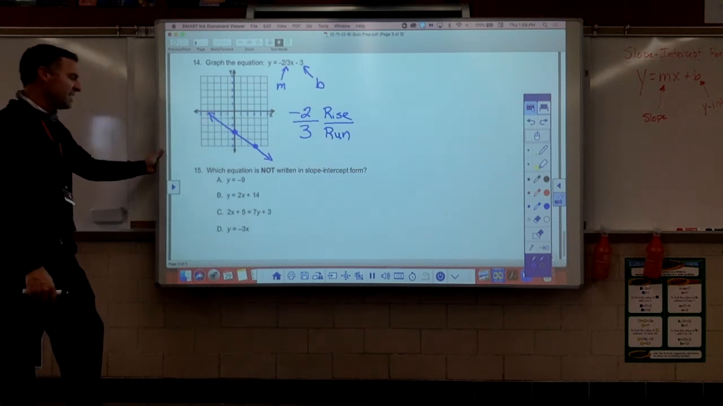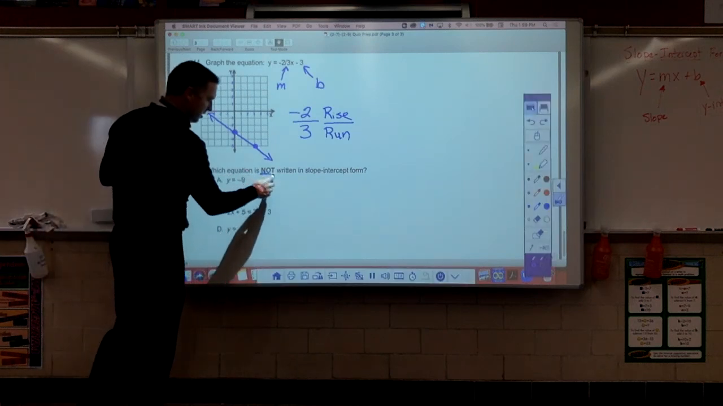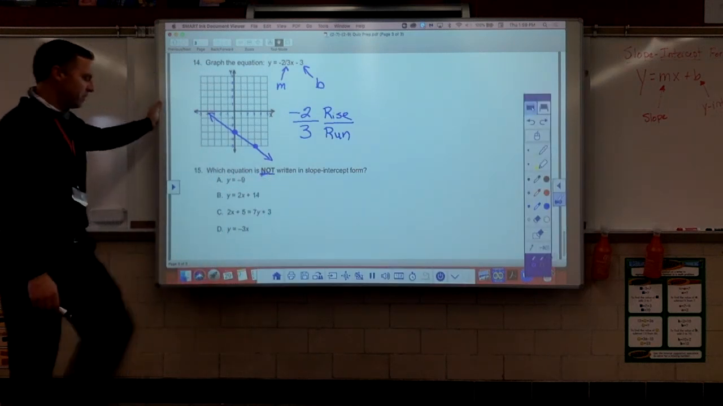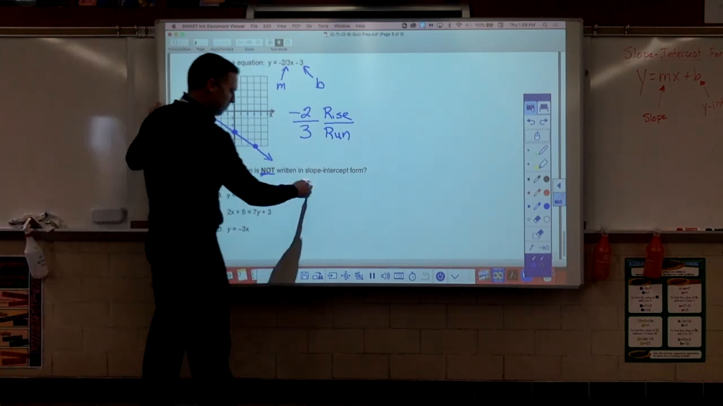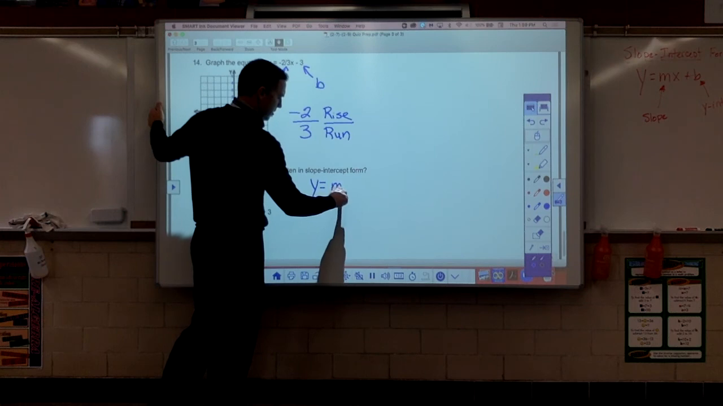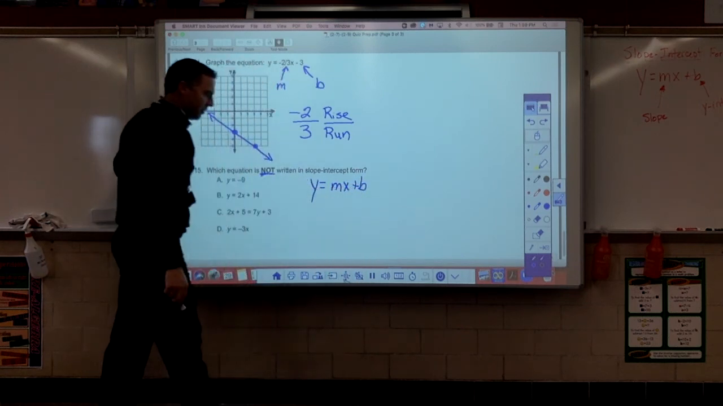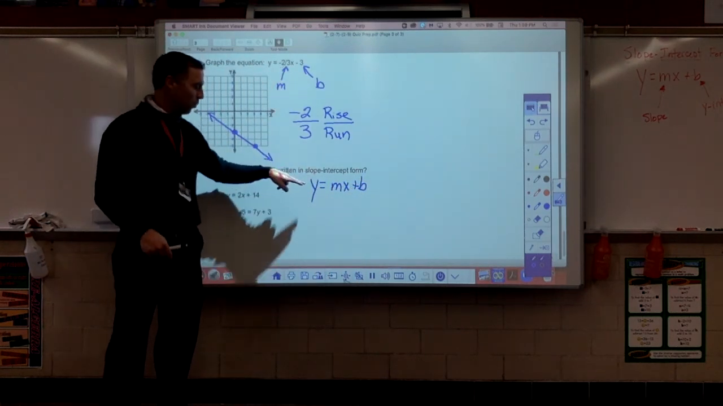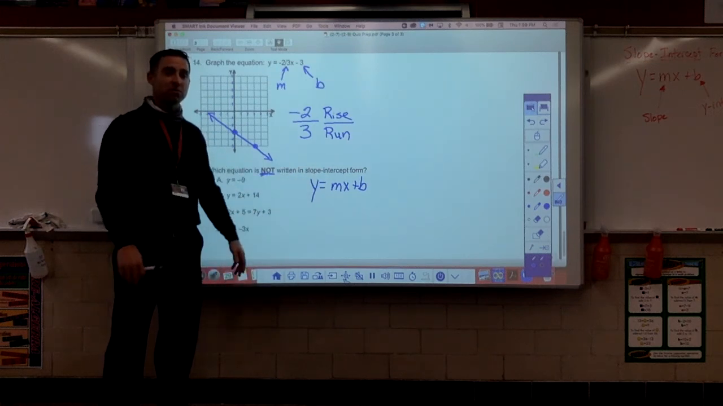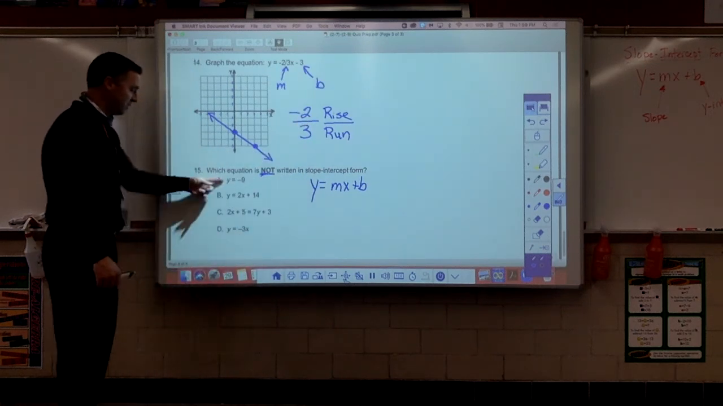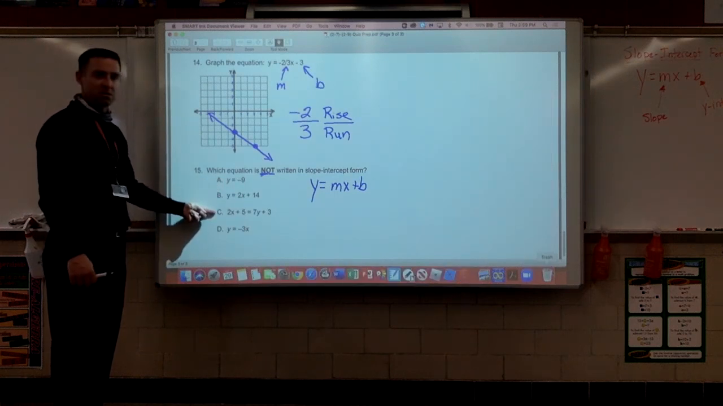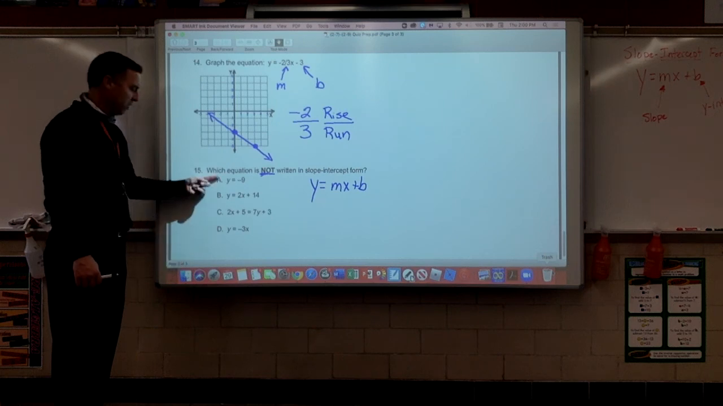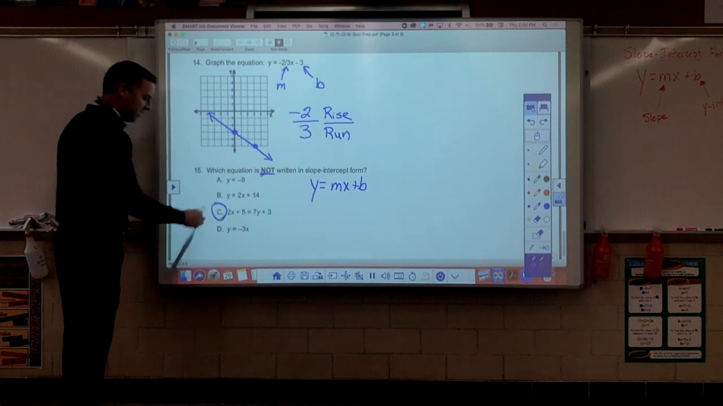Which equation is not, keyword, not written in slope-intercept form? Well, slope-intercept form, y equals. So basically, I'm looking for something, y equals. If it doesn't say y equals, it isn't in slope-intercept form. Does this say y equals? Yes. Does this say y equals? Yes. Does this say y equals? No. Does this say y equals? Yes. Boom, that one's not in slope-intercept form.